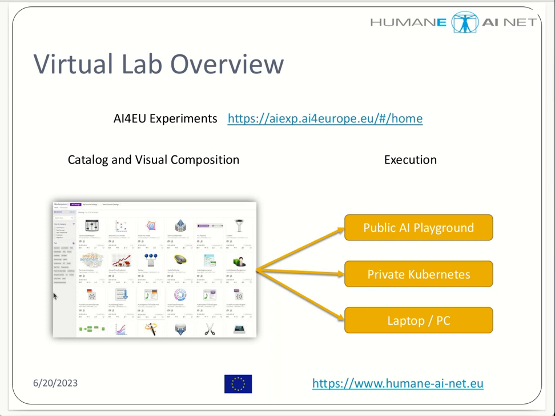So the jupyter-connect feature is part of the virtual lab, which is incorporated into the AI for Experiments subsystem of the AI on-demand platform. AI for Experiments offers a catalog and visual composition possibilities to create pipelines from reusable AI tools. And it has connections to execution environments. We have already available the public AI playground. It can be deployed to private Kubernetes and also can be run on laptops and PCs.